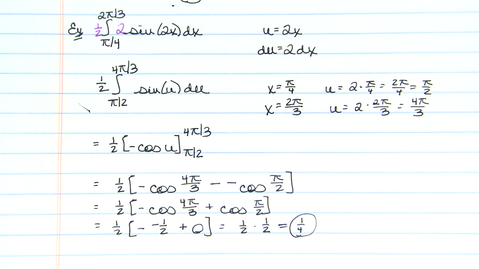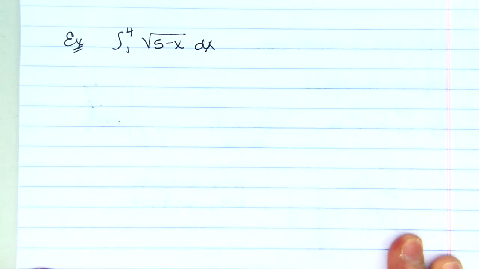I'll make this pause so you can finish copying. Have one more example. Okay, let's see. Let us do the integral from 1 to 4 of the square root of 5 minus x. Oh, that's not on the screen, sorry. The integral from 1 to 4 of the square root of 5 minus x dx. Tell me what u is, and tell me what du is.